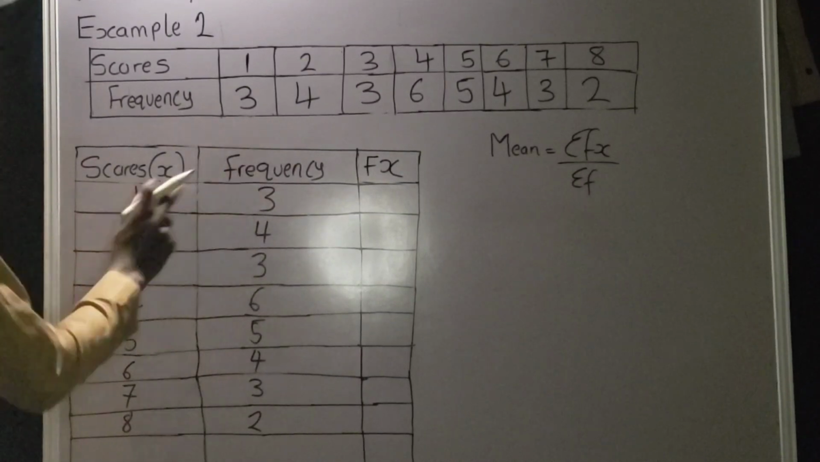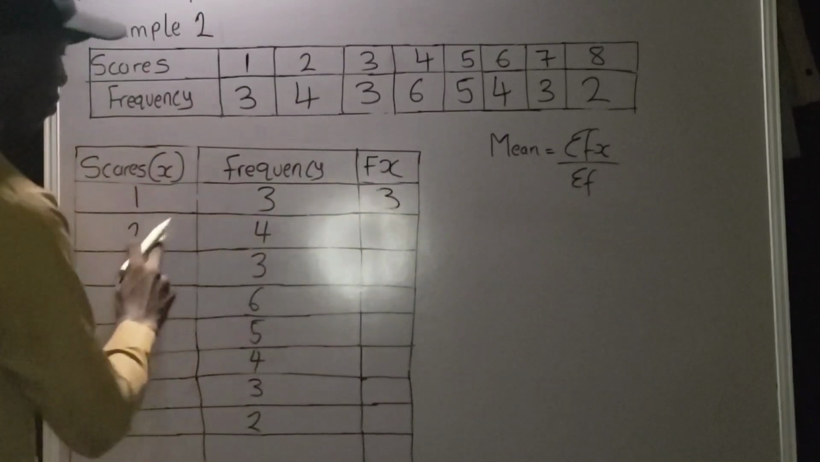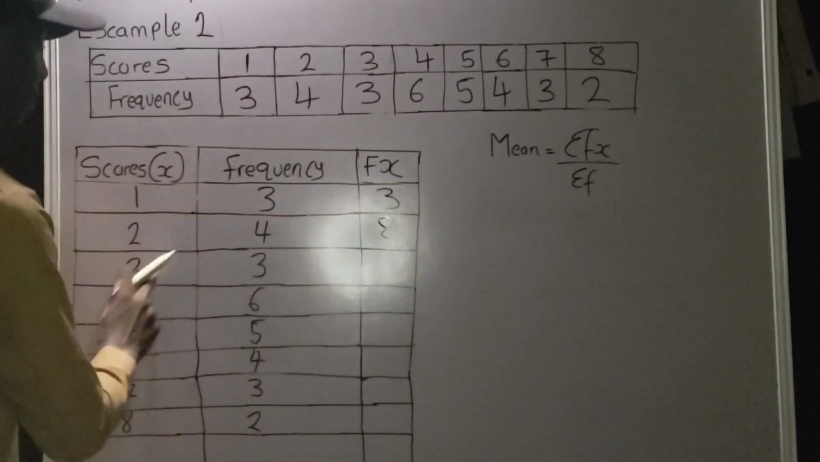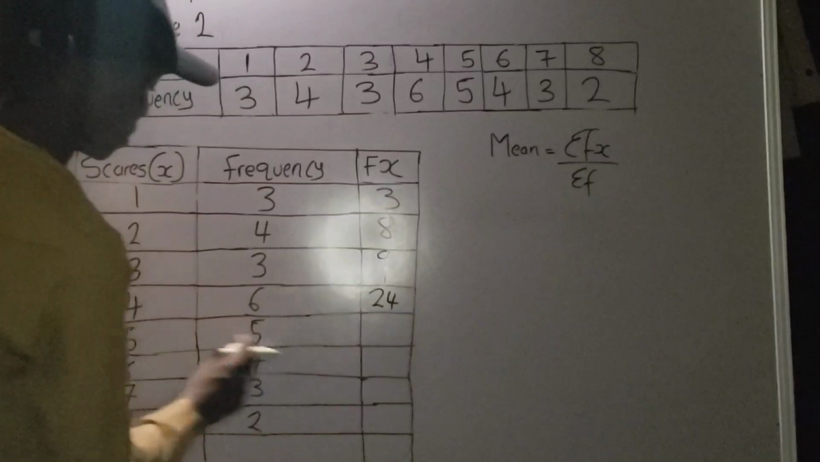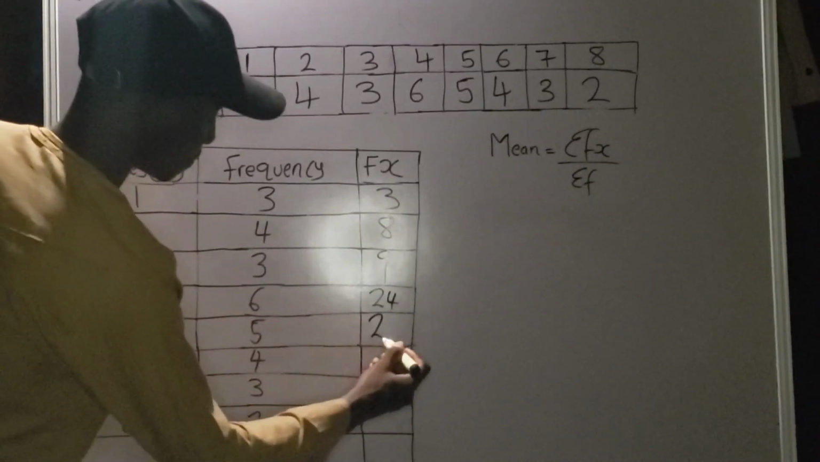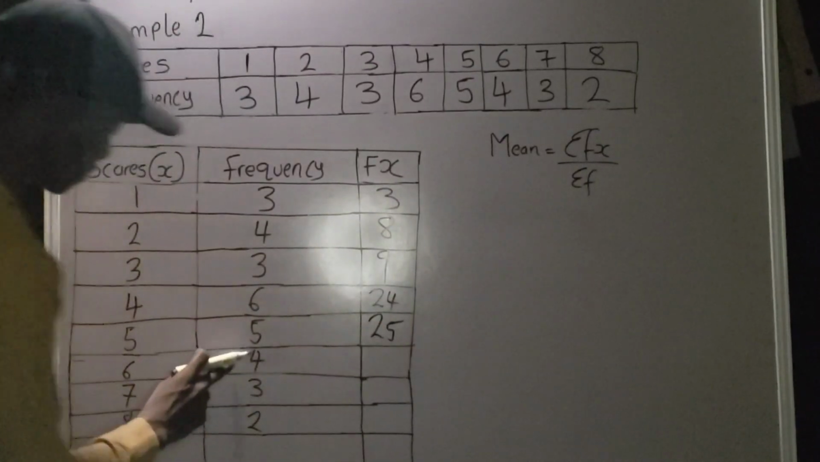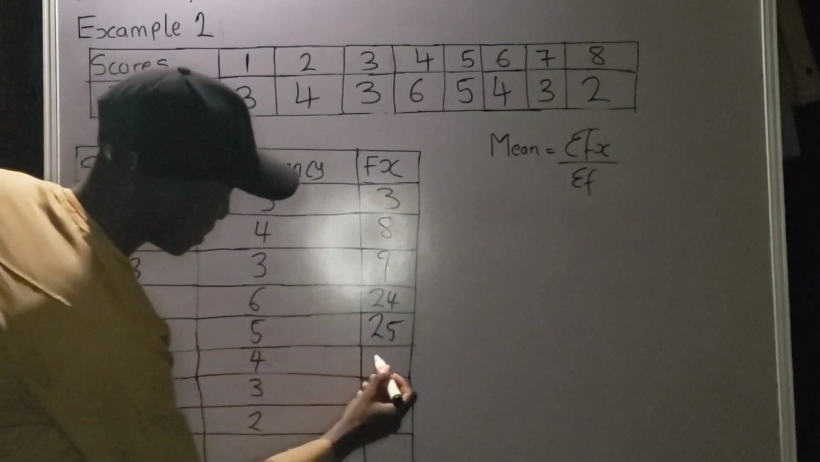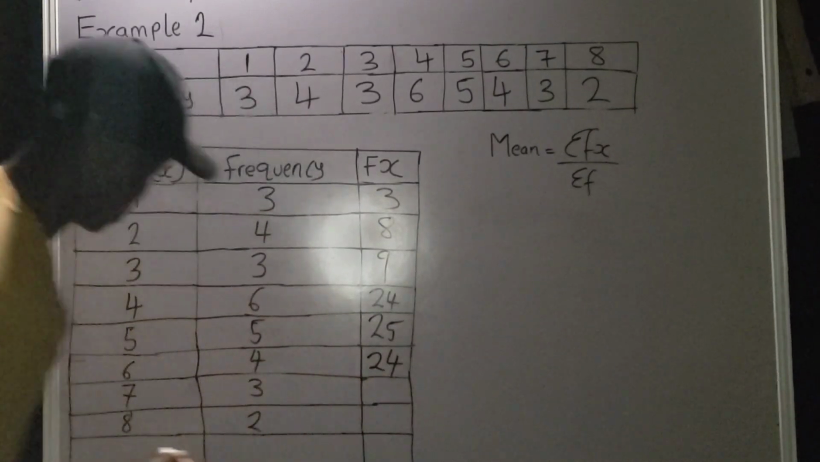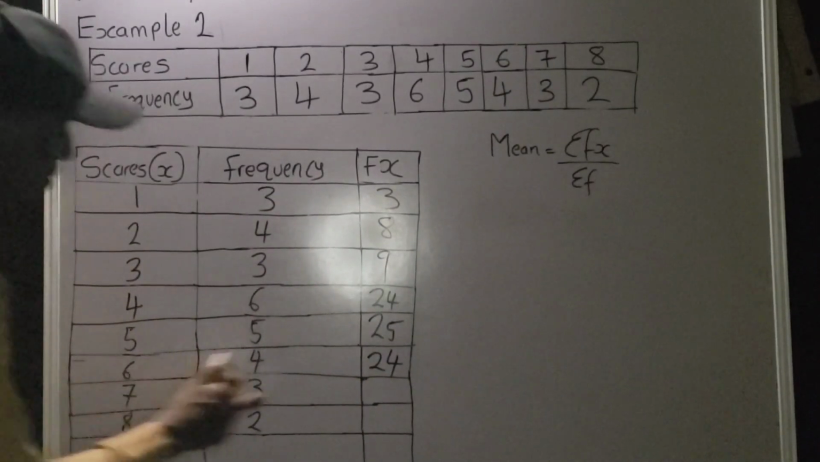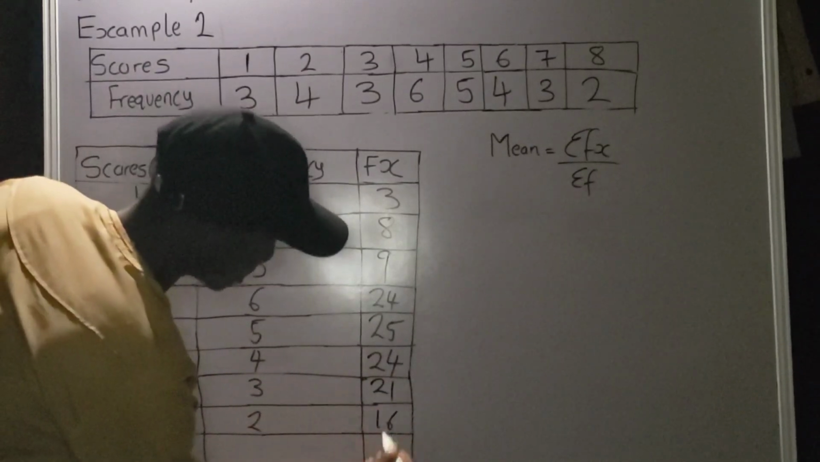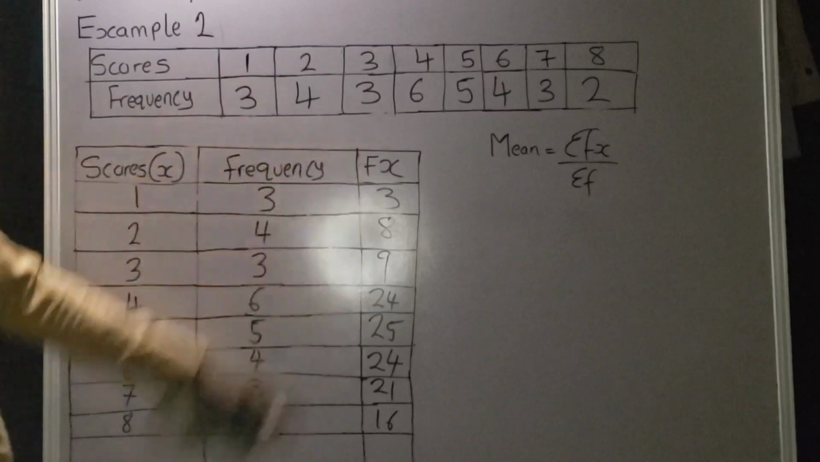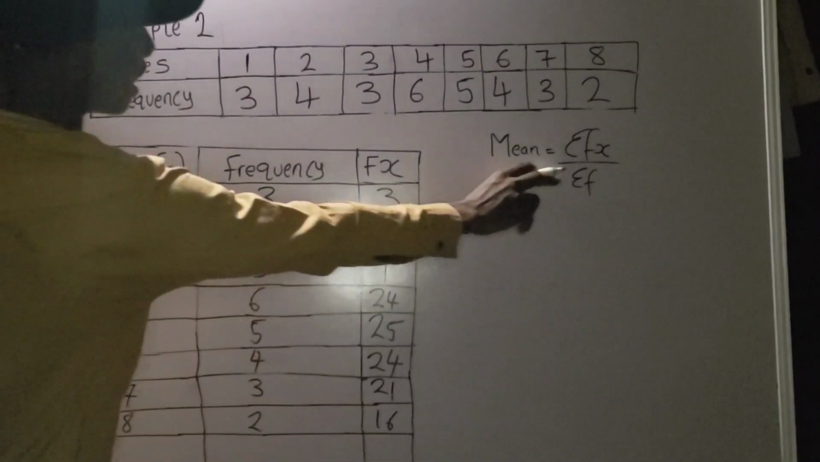So I'm going to have 3 times 1, that is 3. 4 times 2, that is 8. 3 times 3, that is 9. 6 times 4, 24. 5 times 5, 25. 6 times 4, that is 24. 7 times 3, that is 21. 8 times 2, that is 16. You understand? So let us take the summation of fx.